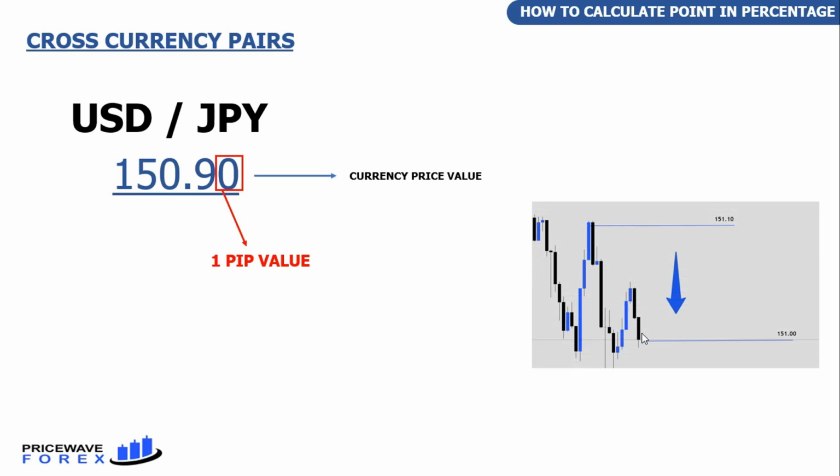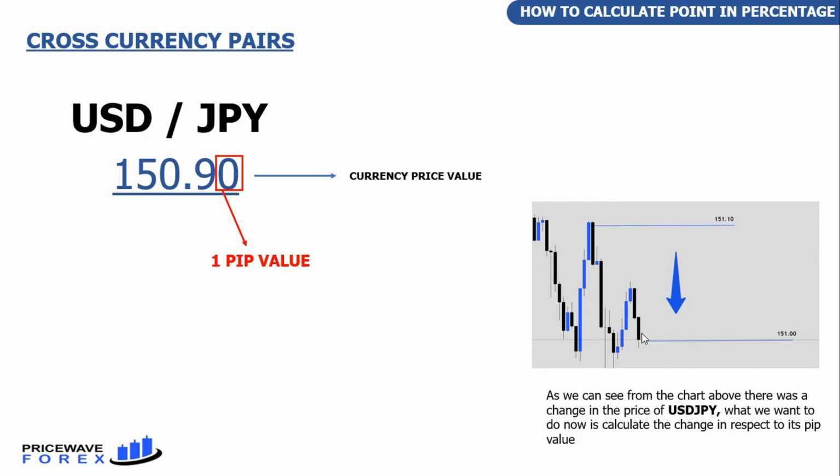Now looking at the chart of USD, let's say I went on a sale and the price moved from 151.10 to 151.00. How many pip value do you think this is? So looking at the calculation, as we can see from the chart above, there was a change in the price of USD. Now, what we want to do is to calculate the change with respect to pip value.